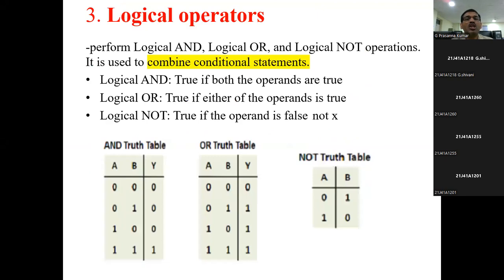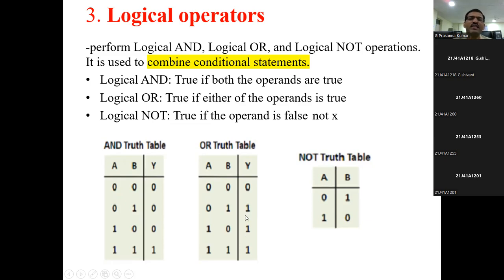Next is the logical operators. There are 3 logical operators basically. One is called logical and, logical or, and logical not operator. Okay, that logical and truth table: if both the operands are true, the output is true. If both inputs are high, then output is 1. Any one condition fails, then output is 0.